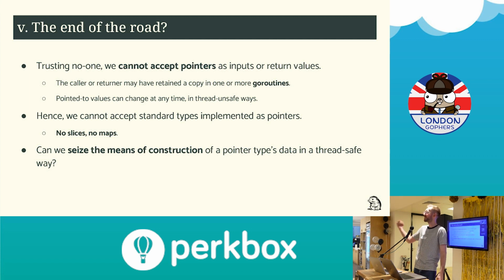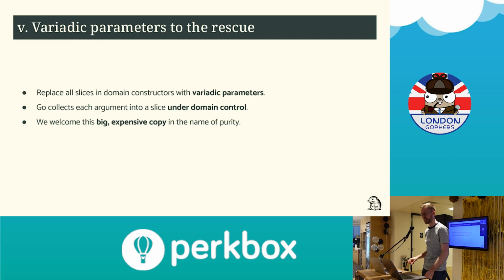The person who's given you that map has retained a copy, and being the dangerous individuals we know they are, they're going to change that unexpectedly in a Go routine. If only Go provided us some way where we could deterministically control the means of construction of a pointer type's data in a thread-safe way. I'm really sorry about this. No one should have to see Go used in this way.